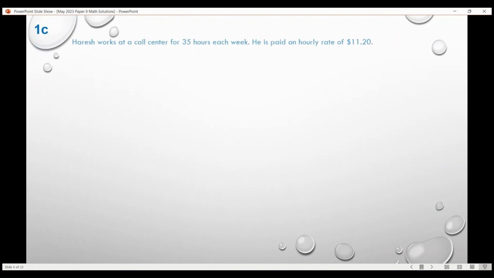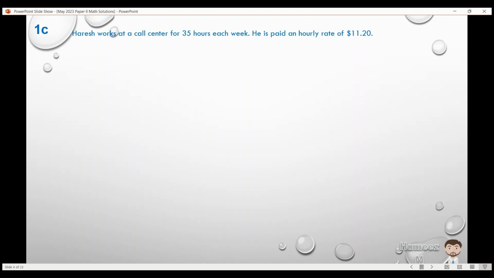Now 1c, Harish, this is the consumer arithmetic part of the question. Harish works at a call center for 35 hours each week. He is paid an hourly rate of $11.20. So let's represent that. Part 1 asks us to calculate the amount of money Harish earns in a 4-week month.